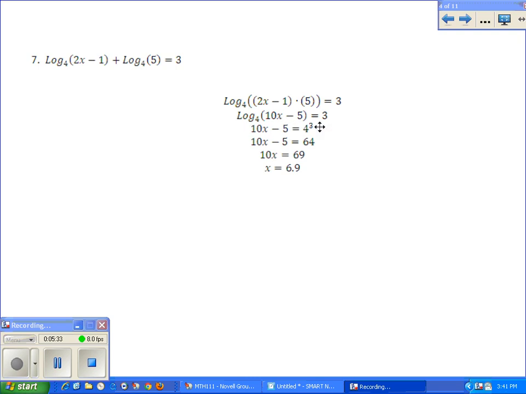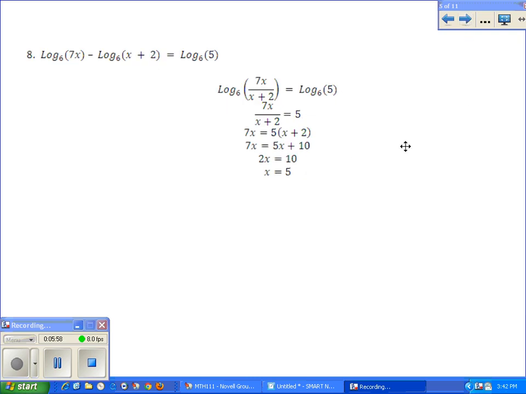Now I've got a single log equal to a constant. I can rewrite that in exponential form, taking the base 4 here, swing it to the other side to become the base of the exponent, and I've got 4 cubed equal to 10x subtract 5. Simplifying the 4 cubed, I get 64, add 5 for 69, divide by 10 for the 6.9.